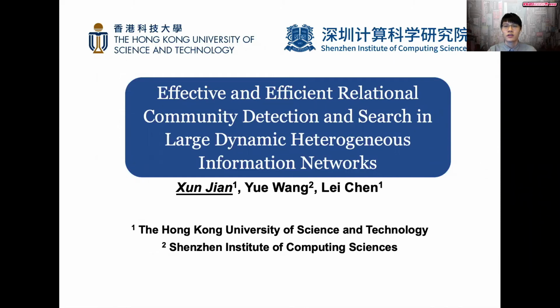Hello everyone. It's my pleasure to introduce our work about community detection and search in heterogeneous information networks. I am the first author of this paper. This is a joint work conducted by the Hong Kong University of Science and Technology and Shenzhen Institute of Computing Sciences.